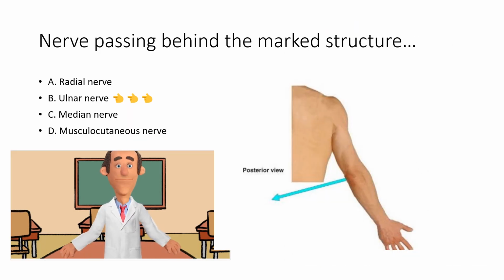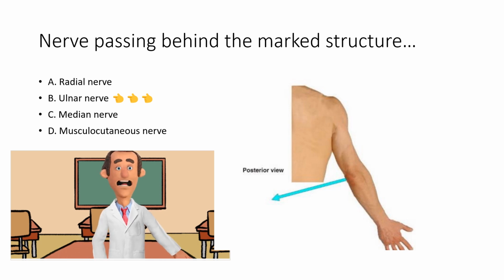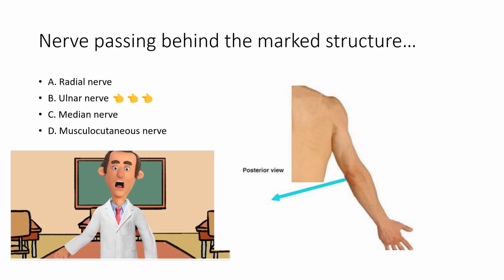I am sure that you have the answer to this question. The nerve passing behind the marked structure is the ulnar nerve.